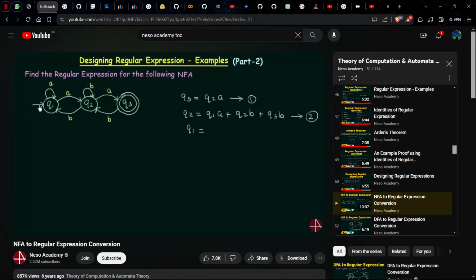So what are the incoming transitions? Here we have this transition coming to Q1. This transition that comes from nowhere will be called epsilon. Plus we have an incoming transition from Q1 itself, Q1 with input A, plus from Q2 it's coming with input B, Q2 with input B. There are no more incoming transitions. So this will be equation number 3, and this is for state Q1. Now we have written the equations for states Q1, Q2, and Q3.